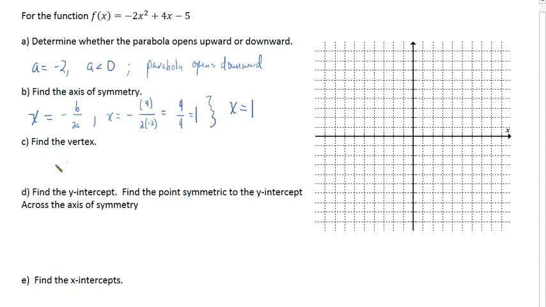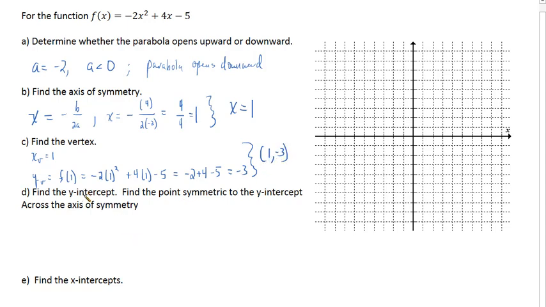Finding the vertex. We know the x-coordinate of the vertex is 1 because it's on the axis of symmetry. The y-coordinate of the vertex is the function's value at 1, which is negative 2 times 1 squared plus 4 times 1 minus 5. Following the order of operations, this gives us negative 2 plus 4 minus 5, and going through this addition and subtraction is negative 3. So the vertex is the point (1, negative 3).